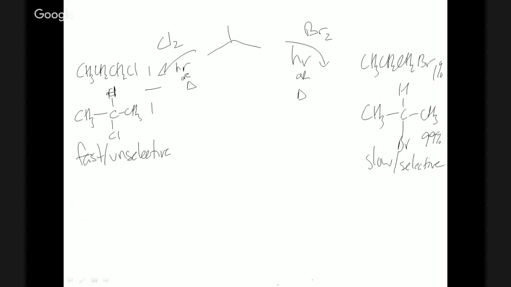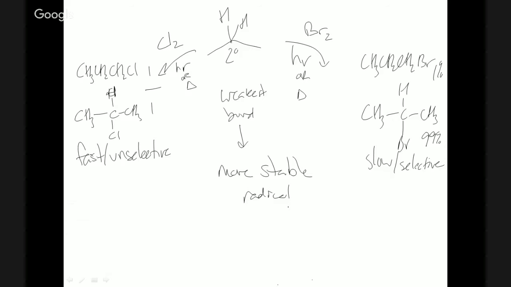So there's two different types of CHs. The secondary CH is the weakest bond because it leads to the more stable radical. This is going to be an example of the Hammond postulate. It's related to the stability of the radicals. Remember the trend that we talked about, the reaction coordinate versus energy diagram for chlorination and bromination. Chlorination is exothermic. Bromination is endothermic.